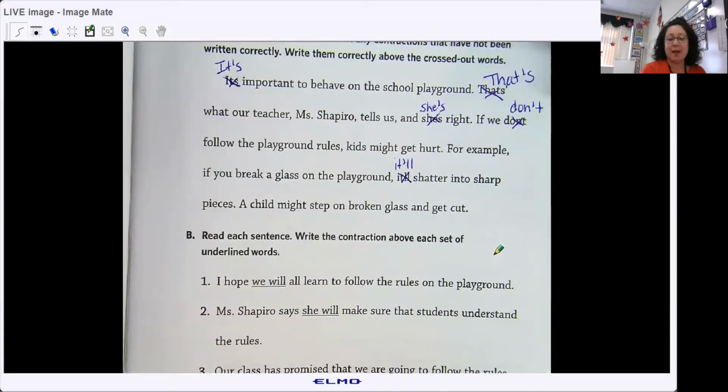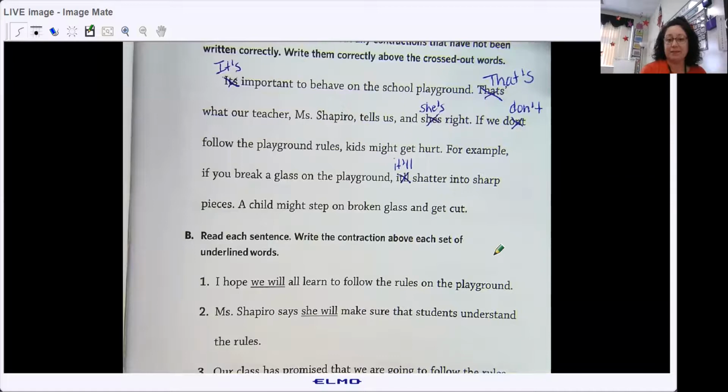A child might step on broken glass and get cut. No contractions there.